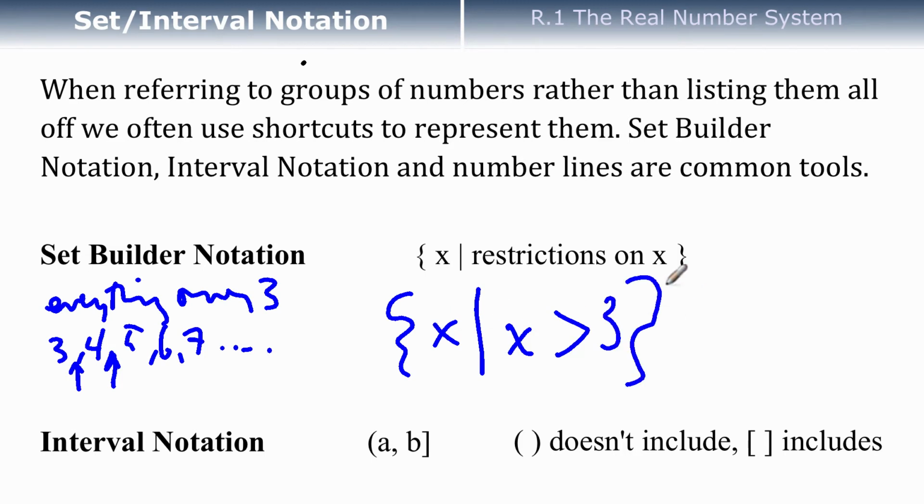That's not very good. It should look like that, ish. Let me erase that. Here, I'll put it in nicely. So everything above 3, there. All the x's as long as x is greater than 3. So this is known as set builder notation.